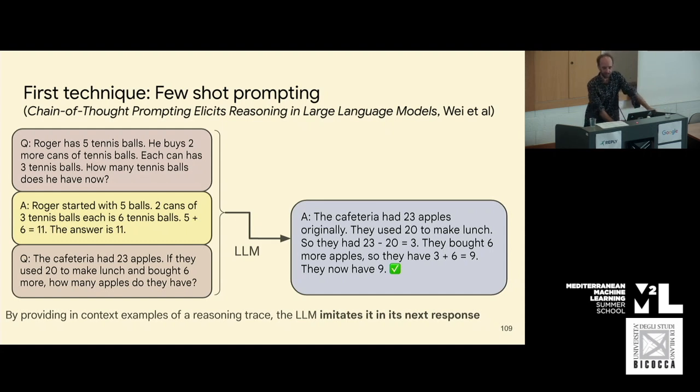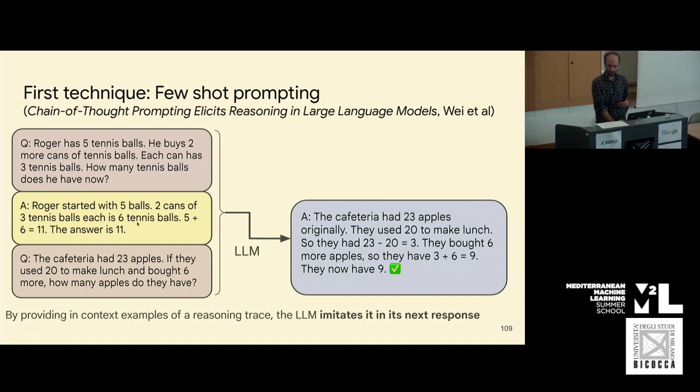In this case, this is from a very influential paper by Wei et al., Chain of Thought Prompting Elicits Reasoning in Large Language Models. It has a question and an answer that includes the chain of thought in the input prompt, and then another question which doesn't have the answer, right? So it says, Roger has 5 tennis balls, he buys 2 more cans of tennis balls, each can has 3, how many does he have now? 5 plus 2 times 3 is 6, 5 and 6 is 11, the answer is 11, and then it asks a question that he actually cares about.